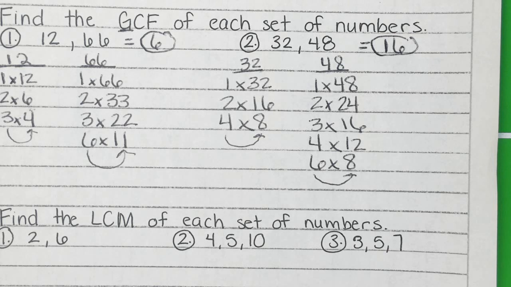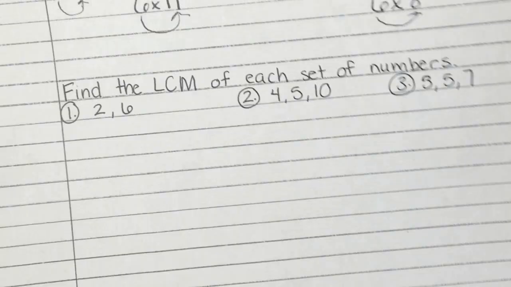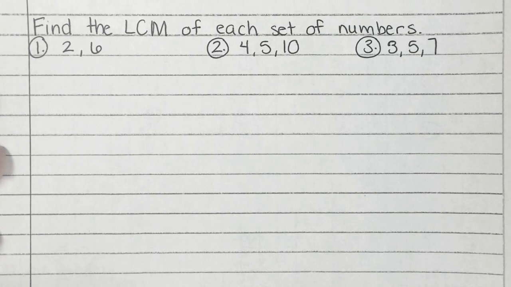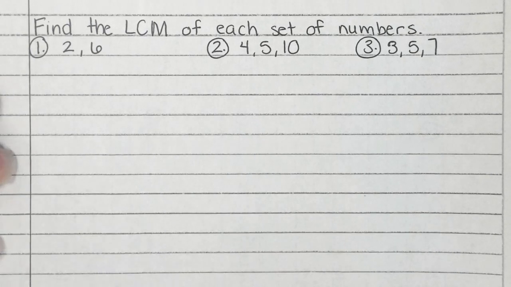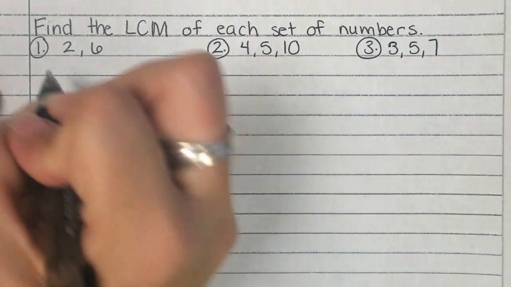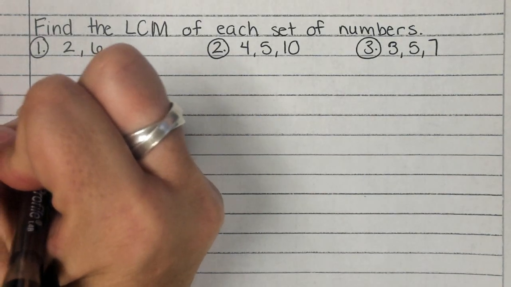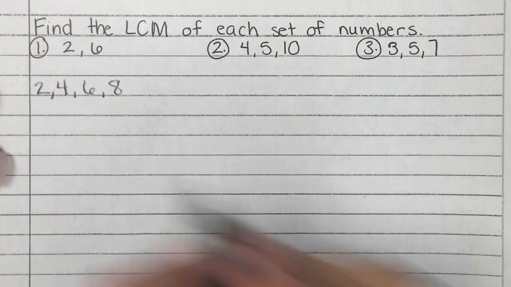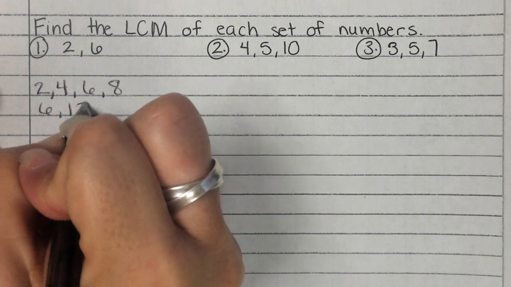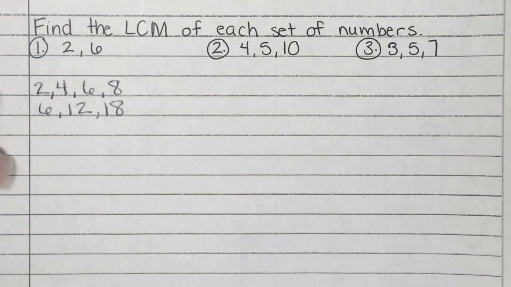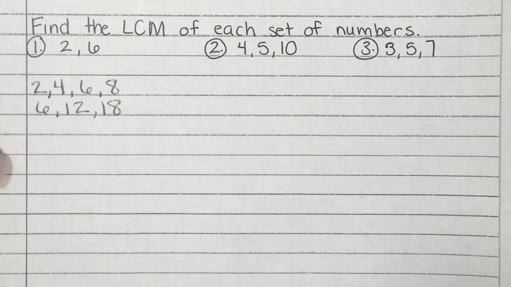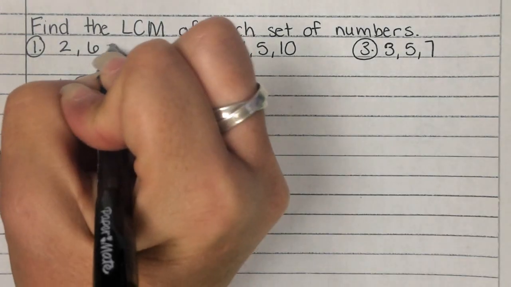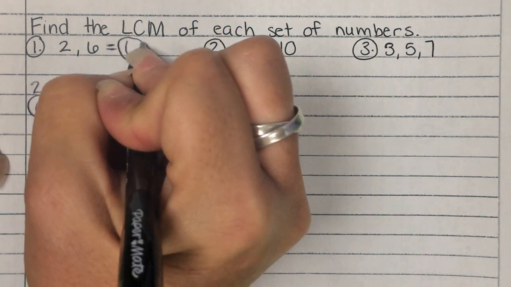Okay. The next thing we're going to do is find the LCM. LCM stands for least common multiple. This one I think of as skip counting. So if I skip count by 2 and I skip count by 6, you want the lowest one they have in common. 6 happens to be the lowest one. So this LCM is 6.